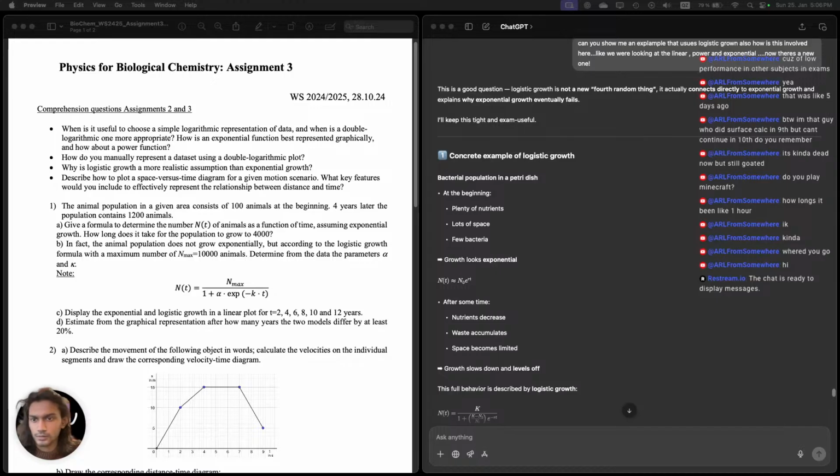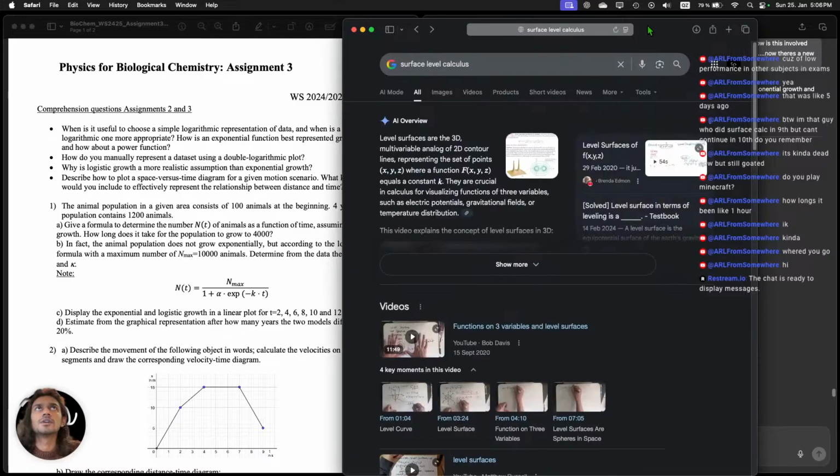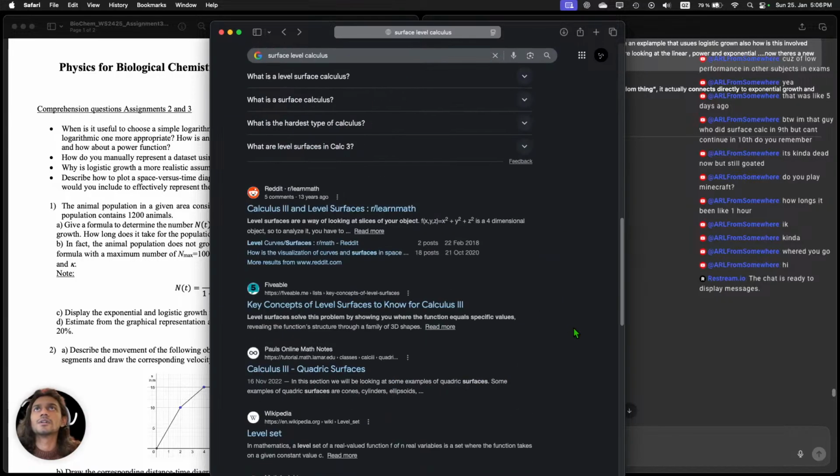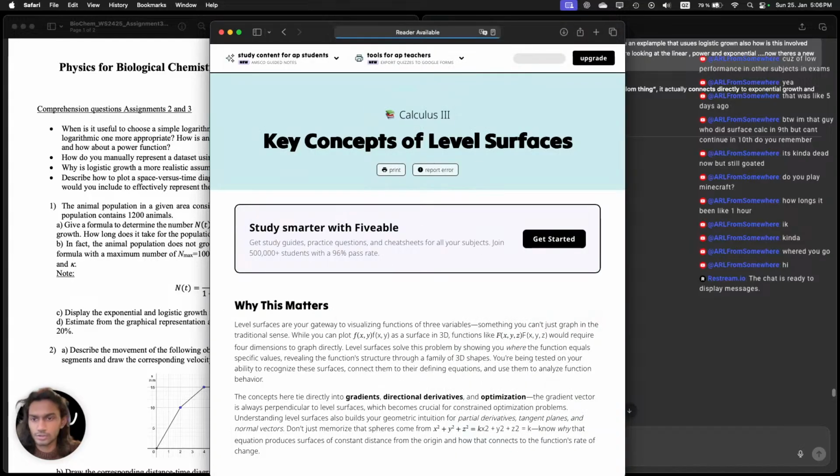Surface area calculator. Wait. Could you explain what you mean? Is it this? Level surfaces are the 3D multivariable analog of 2D contour lines. Calculus 3 and level surfaces. Key concept of level surfaces. Is that what you were learning?